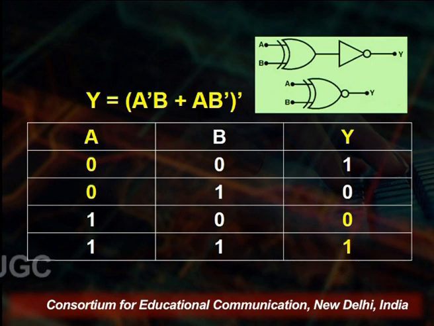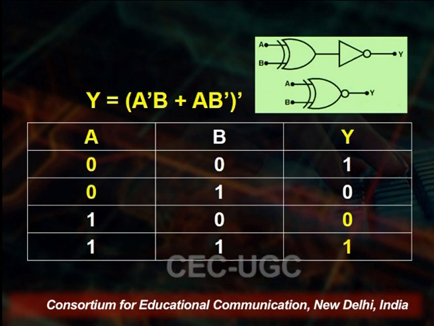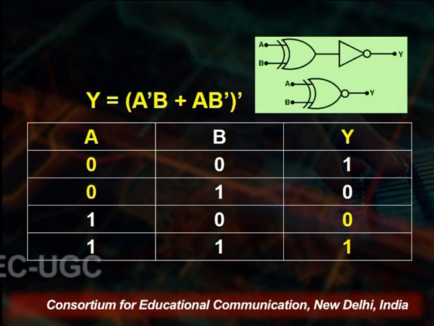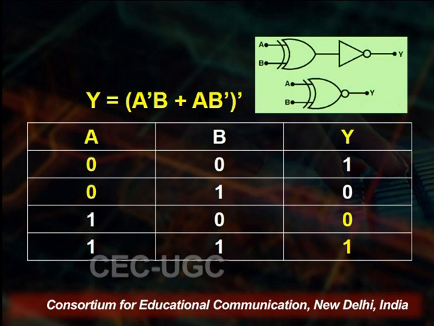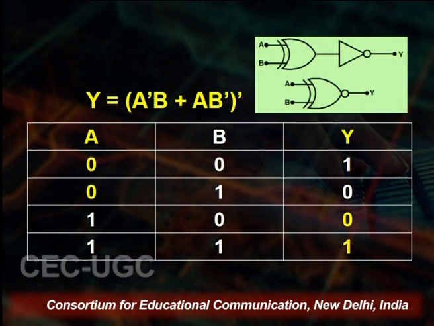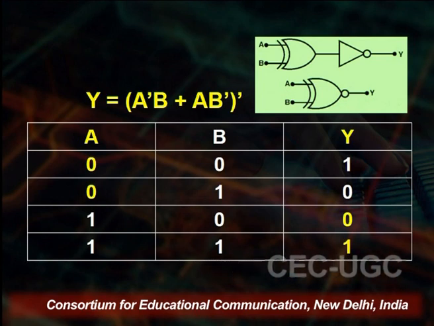If A input is 0 and B input is 0, then we get a high output, 1. This means that with both inputs similar, we get the high output. If the inputs are dissimilar, we get the low output. That is why for 0 0 and 1 1 we have a high output, that is 1 1. For 0 1 and 1 0, we have the low output, that is 0 0.